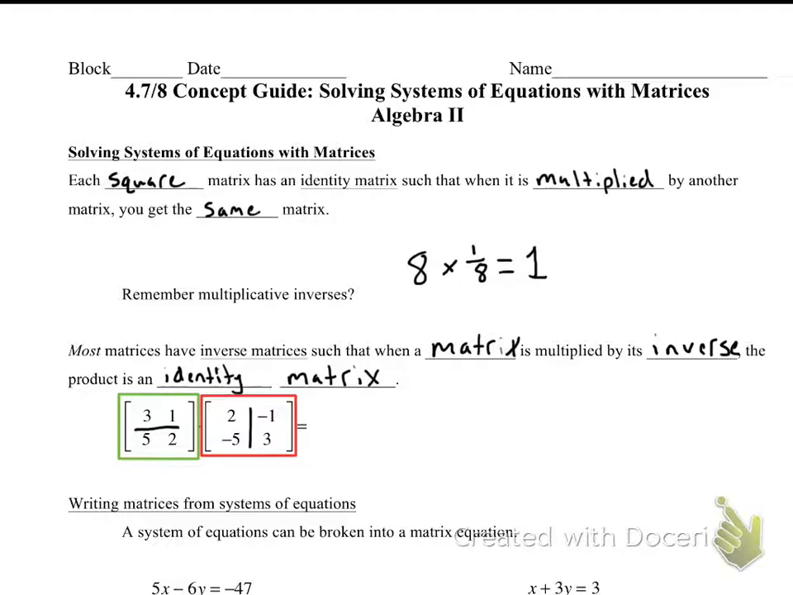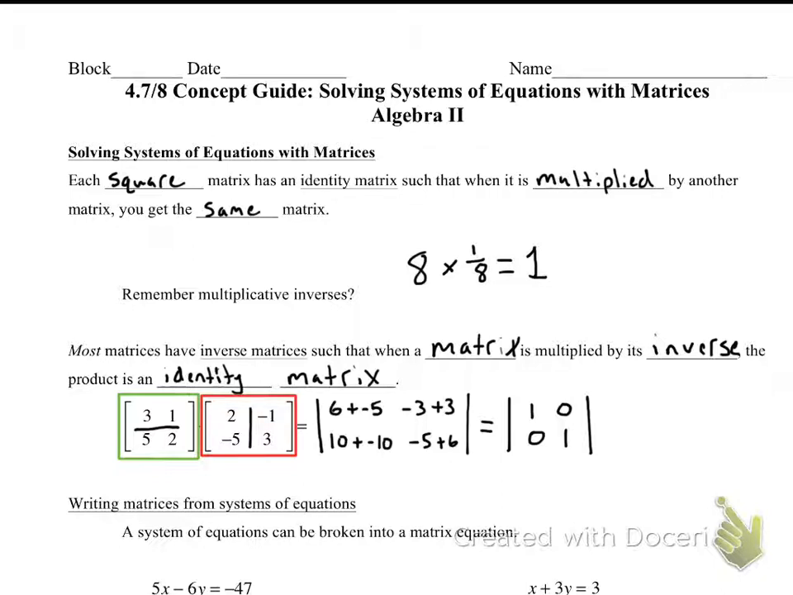Alright, so if I multiply those two matrices, just like we've always done in multiplication, 3 times 2 is 6, 1 times negative 5 is negative 5, then first row times second column, second row times first column, second row times second column, I would get 1, 0, 0, 1. That is an identity matrix.